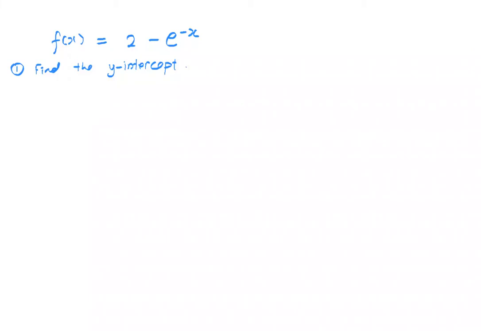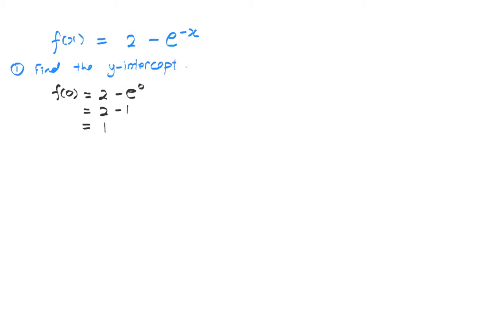Okay, yes? Yeah, you are right. So the y-intercept is f(0), x is 0, correct? So it's 2 minus e to the power 0, which is 2 minus 1, which is equal to 1.